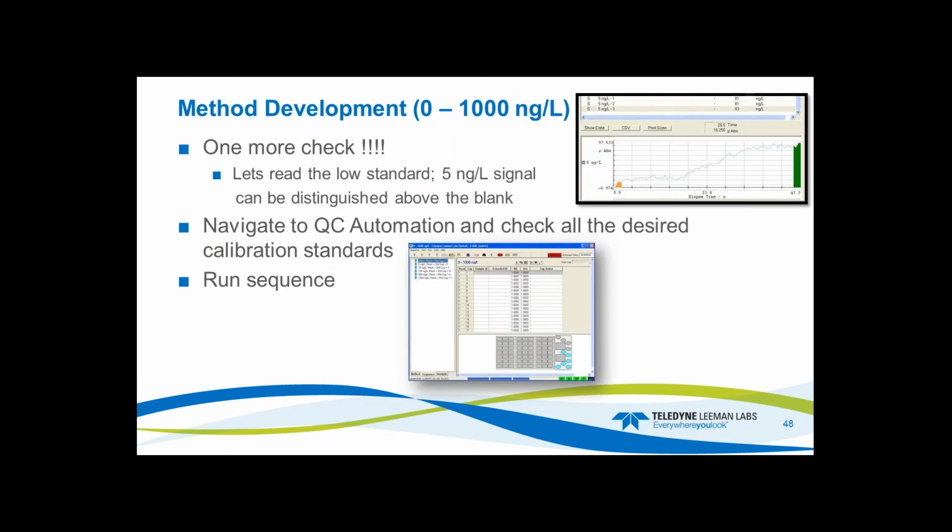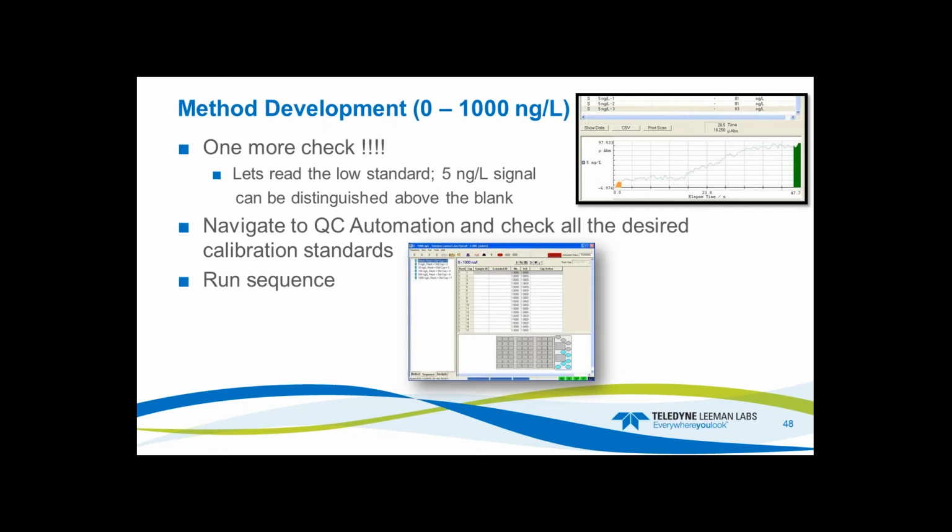I need one more check. Let's read the low standard, see if we can distinguish between that and a blank. Over here, I do have the 5 nanogram per liter, and as you can see, I do have a single signal for it, although it's slightly low, but it is there.